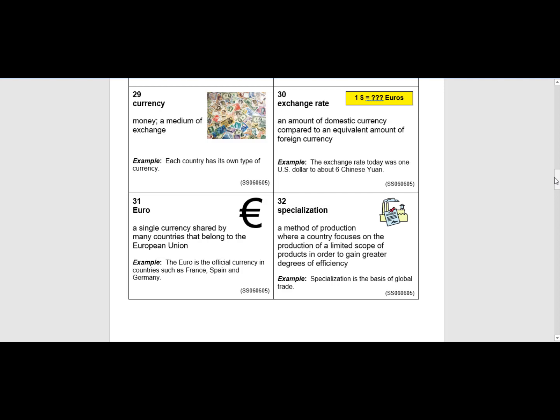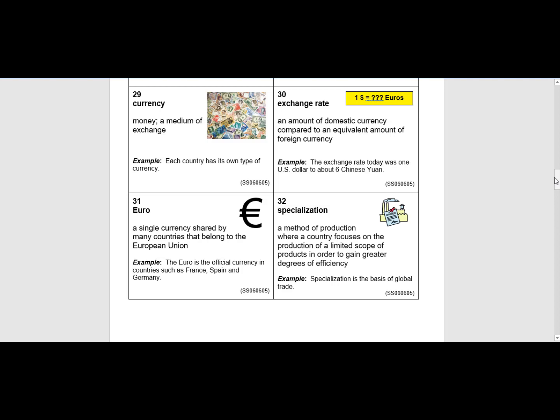31, euro, a single currency shared by many countries that belong to the European Union. Example, the euro is the official currency in countries such as France, Spain, and Germany. 32, specialization, a method of production where a country focuses on the production of a limited scope of products in order to gain greater degrees of efficiency. Example, specialization is the basis of global trade.